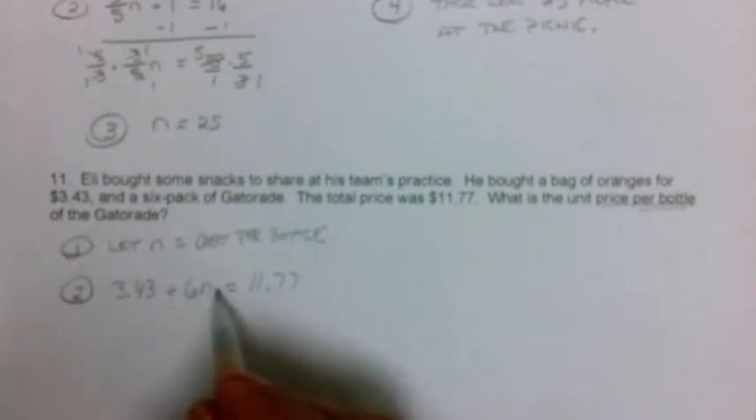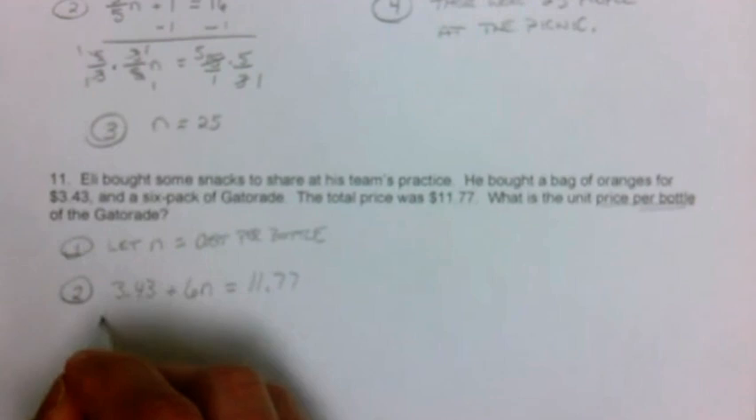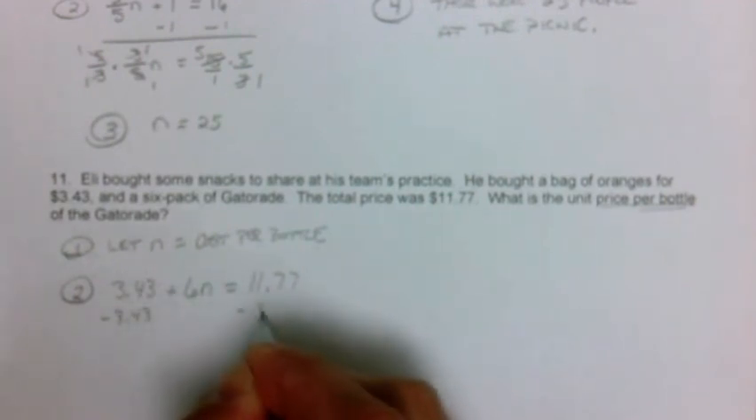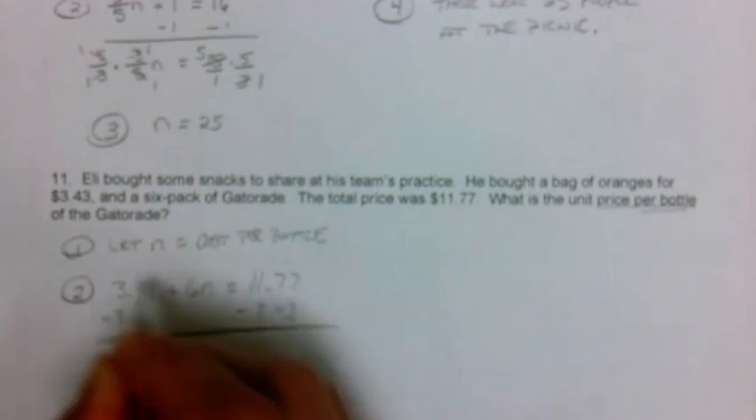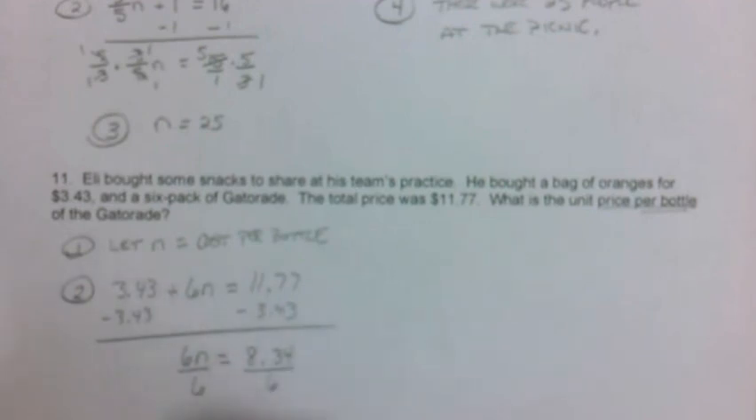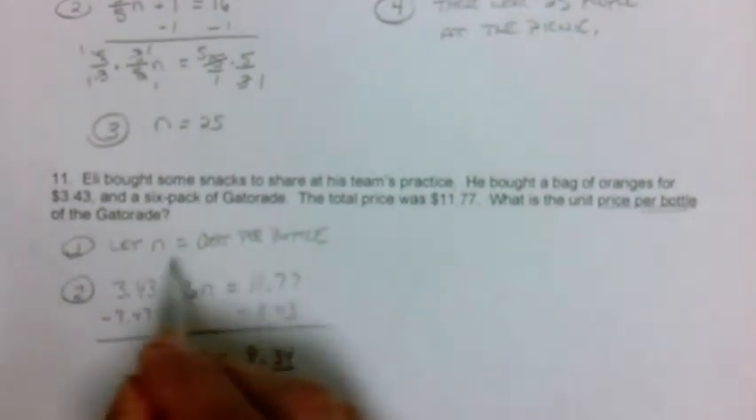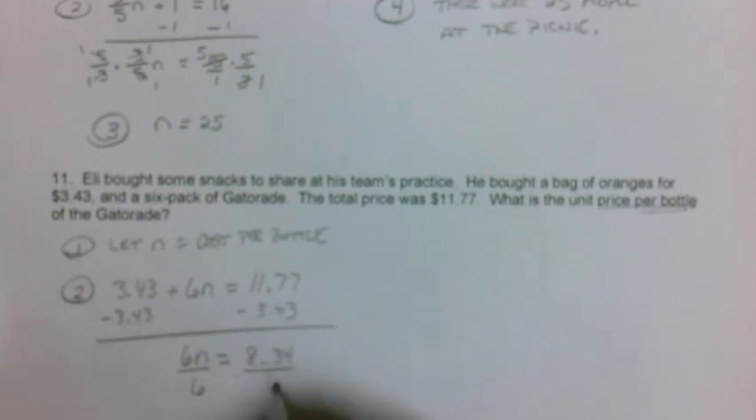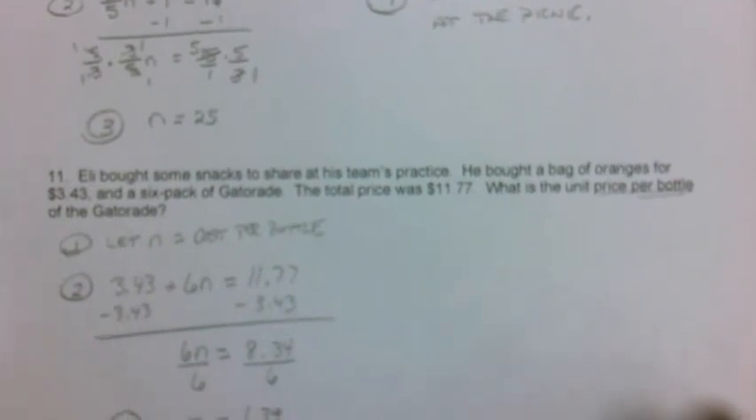Let's figure out how we can isolate 6n. Well, we'll do that by subtracting off the cost of the oranges from each side. All right, that means that 6n, or the 6-pack of Gatorade, equals $8.34. And now to figure out the cost of every bottle, all I have to do is divide each side by 6. So that means that n, which is the cost of one bottle, is $8.34 divided by 6, or 1 39/100. And there's your equation solved algebraically.